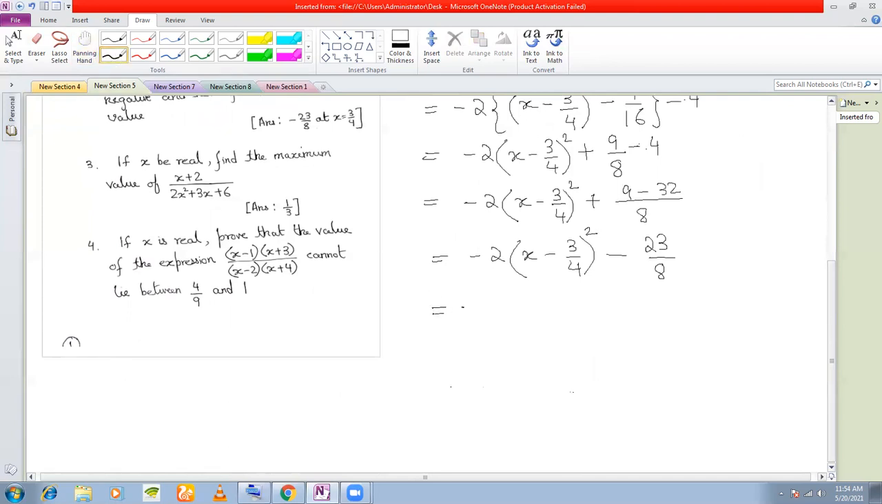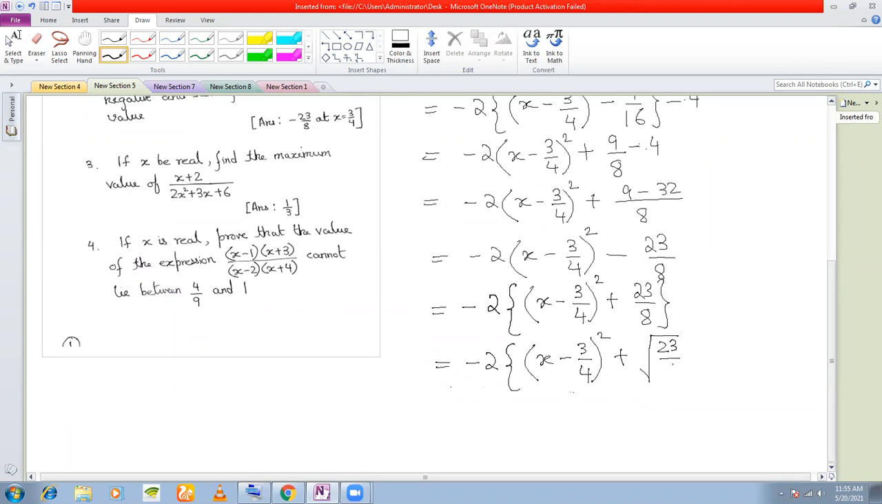So now what can I write this as? If I take again minus 2 common, I'm going to get plus 23 by 8. Right? Plus, now 23 by 8, if I express it as a perfect square, it will be root 23 by 8 square. Isn't it? So what do you see here?